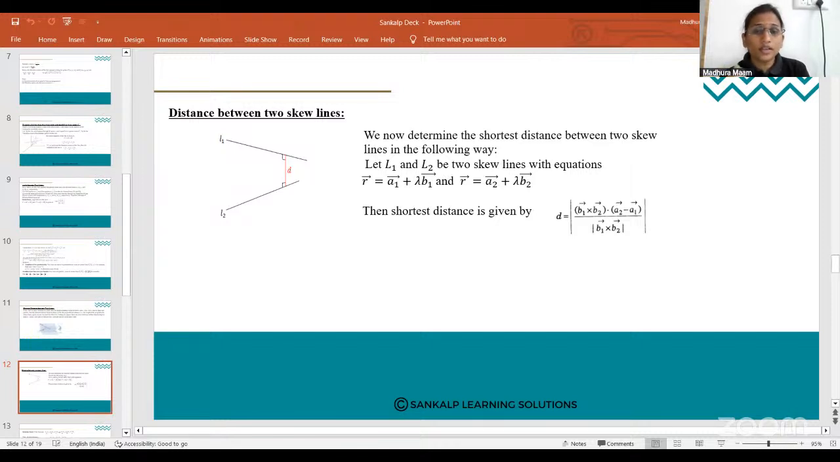Never intersect means not necessarily parallel, but they never meet each other. Such lines are called skew lines. So what is the distance given by? b1 cross b2, b1 and b2 being the parallel vectors of lines L1 and L2, dot a2 minus a1, divided by the magnitude of b1 cross b2.